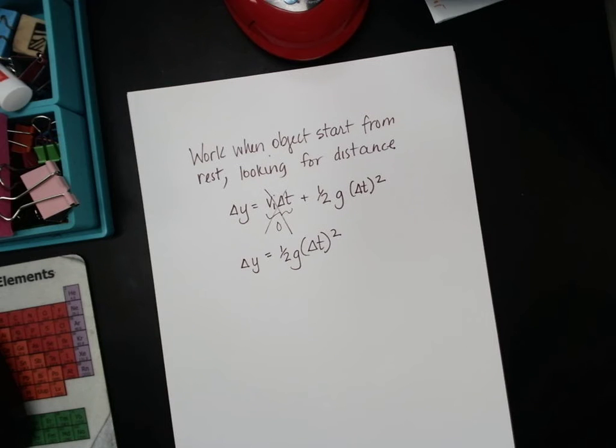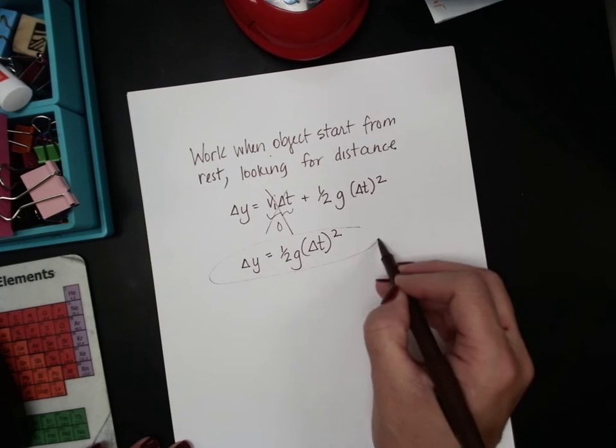If I have a velocity other than 0, I can't use the formula. So that's a new formula you can put on your card.